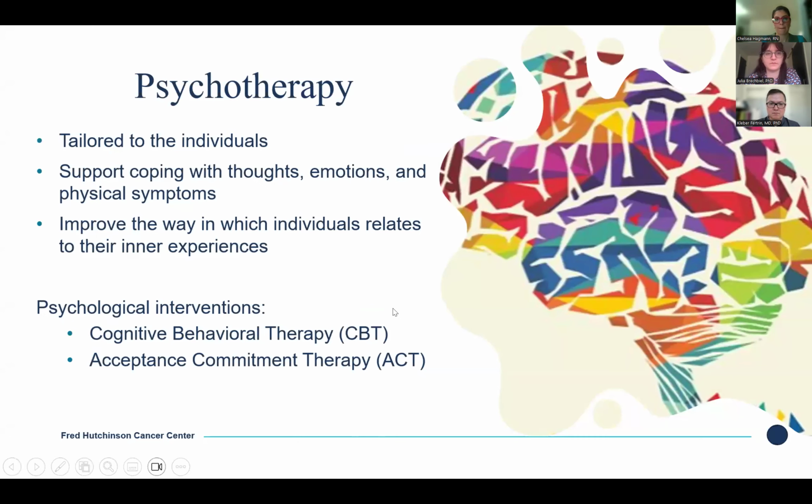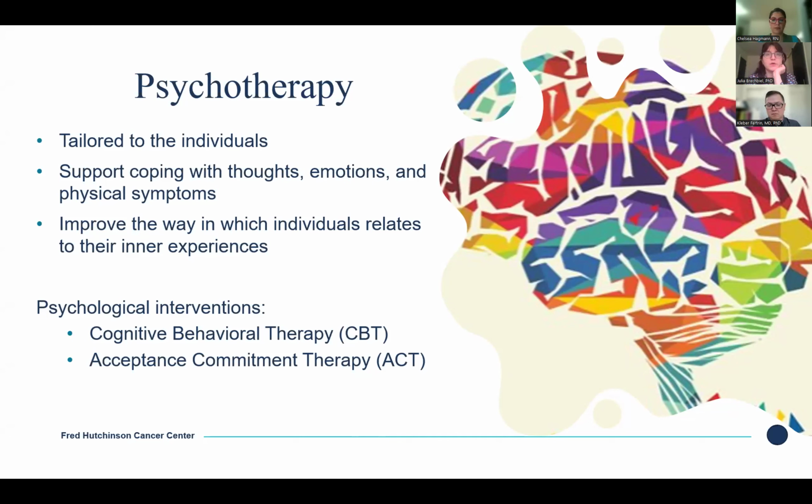Okay. And then thinking more specifically about what psychotherapy actually would look like with someone like me or social work. Psychotherapy is often very tailored to the individual, so I'm really giving a broad general overview. It may or may not look like this for you or in the community, but most psychotherapy is really focused on coping with the relationship between our thoughts, our emotions, and our physical symptoms, because they really can feed off of each other and are correlated.